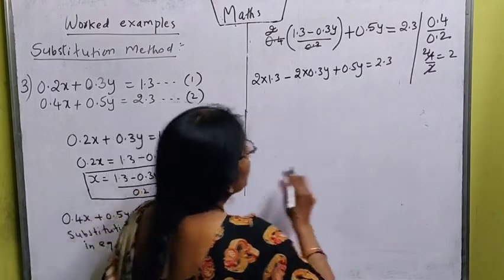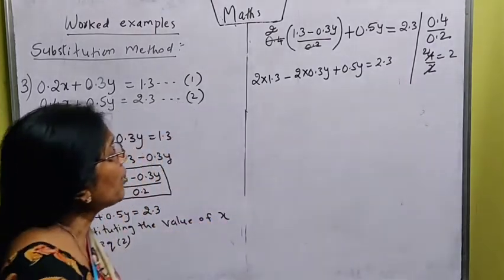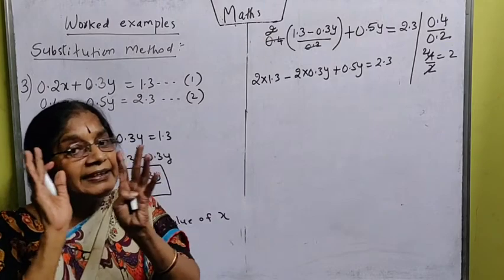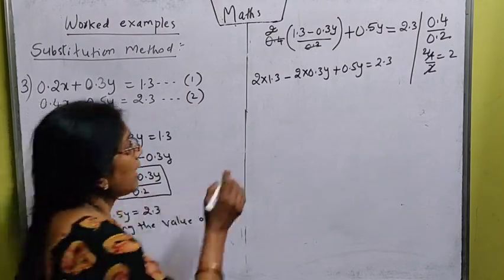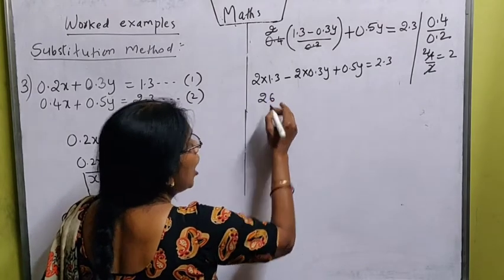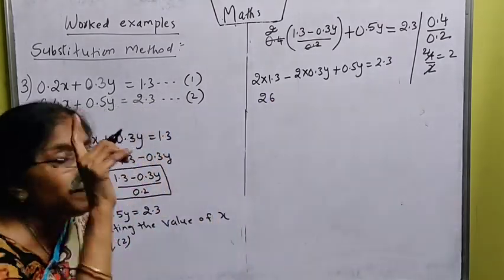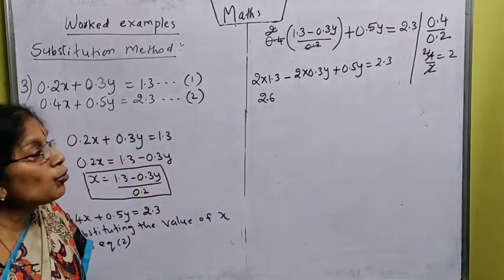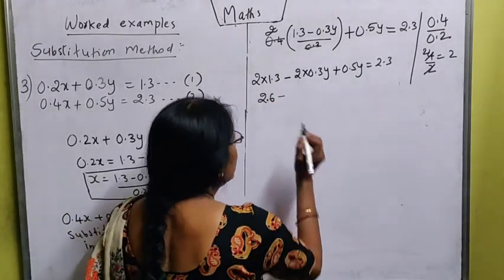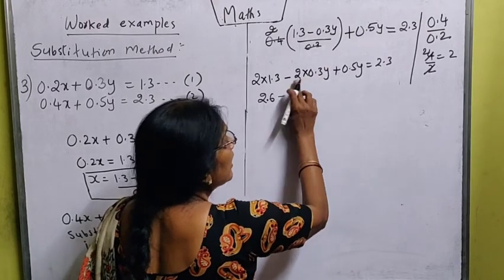Now let us see what this is. 2 into 1.3 means you first consider it as 13. 13 twos are how much? 26. So write down first 26. How many places of decimal are there? 1 place of decimal. So I will put 1 place of decimal. So I got 2.6 minus. Here also again 0.3 and 2 is given.